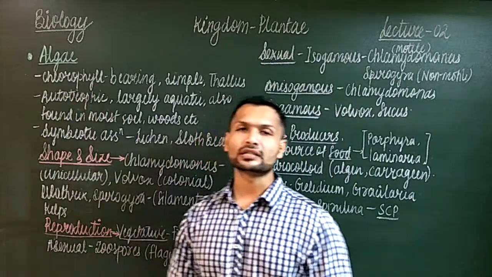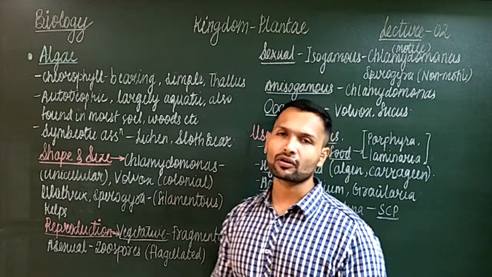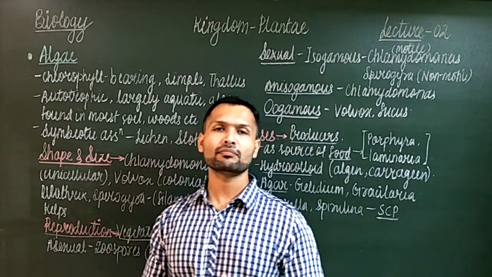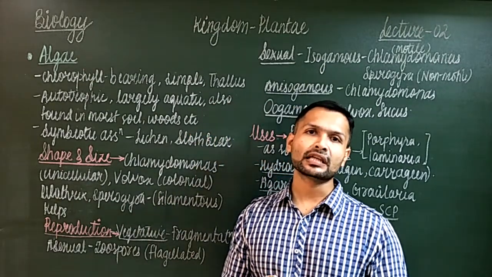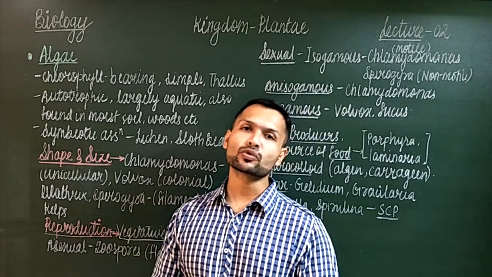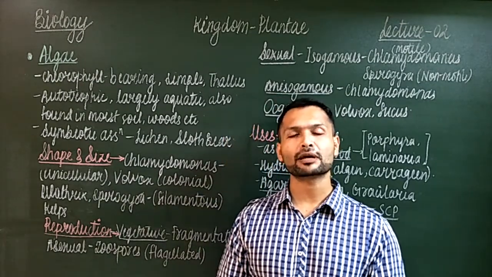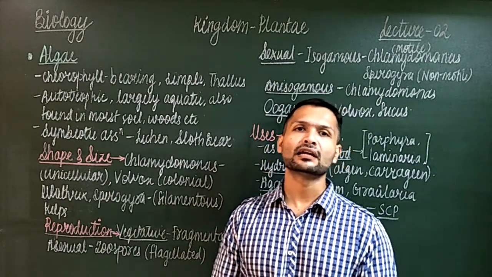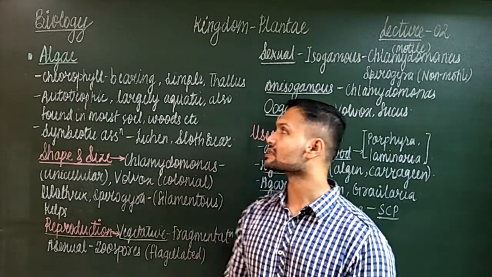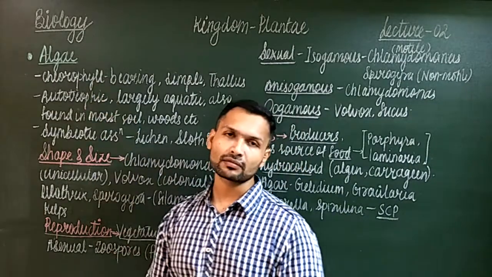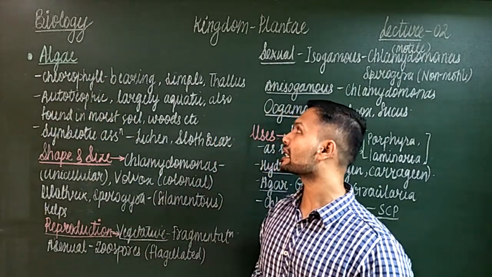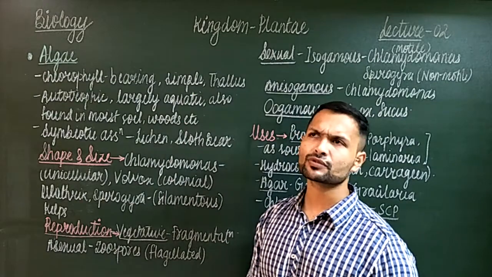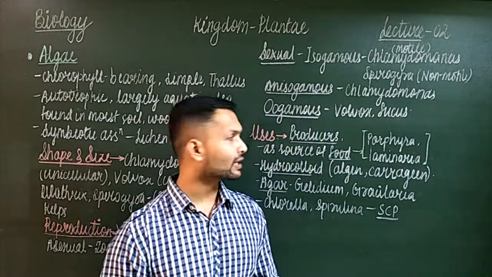So first, they are chlorophyll bearing. Obviously, one of the main features of Kingdom Plantae is that they have plastids, and in those plastids they have photosynthetic pigments which are able to fix the sunlight, and they can perform photosynthesis. So these are chlorophyll bearing cells or organisms. Simple, because if you see, their body is not very complicated.